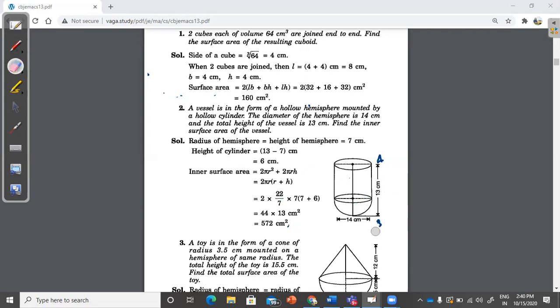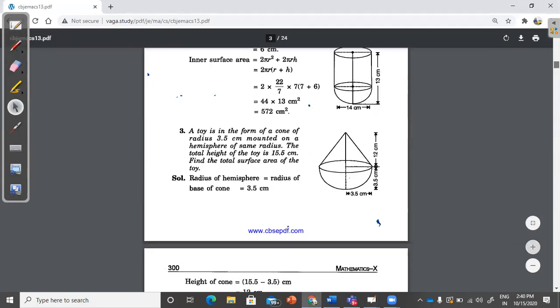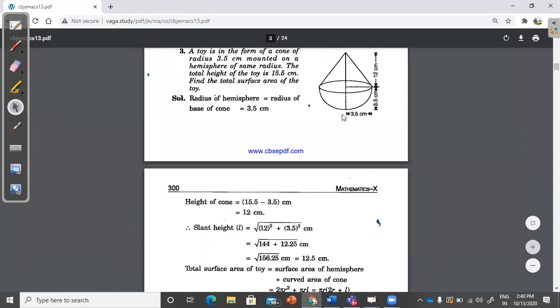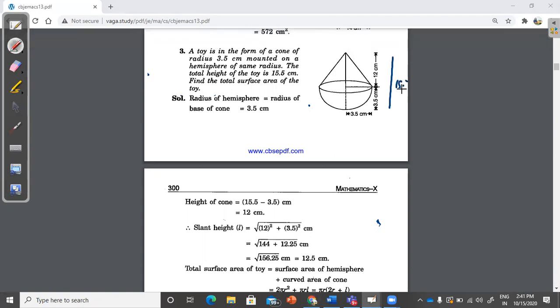Okay, moving forward, we go to question number 3. Question number 3 is somewhat similar. A toy is in the form of a cone. This is a cone mounted on a hemisphere. Now, instead of a cylinder, this is a cone mounted on a hemisphere. Below is a hemisphere, on top it's a cone. So radius is given as 3.5. Height is 15.5. So the total height from here to here is 15.5. Just like we calculated in the previous one, the radius here is 3.5, so the height of the hemisphere is also 3.5. So from 15.5, you will subtract 3.5. You are going to get the height of this conical portion as 12.